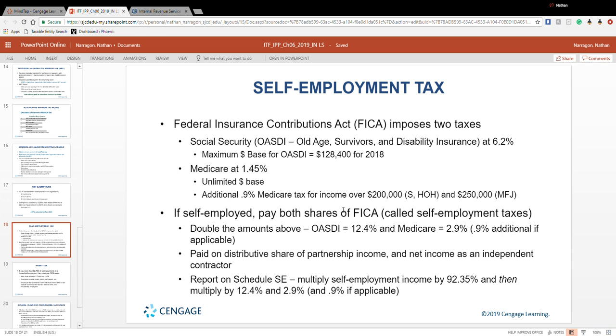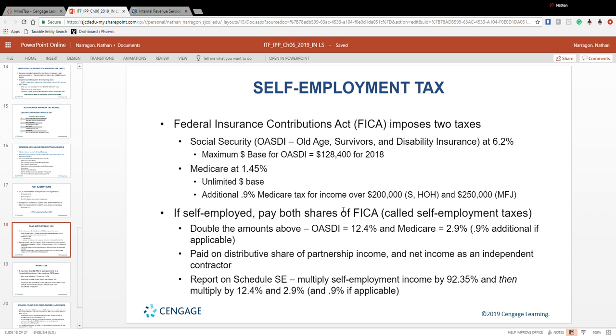This is what hurts a lot of people because they don't understand this part. So if you're going to become a tax accountant or advisor, advise them about this if they're going into their own business, that they're going to have to pay the full amount. It's double the amounts, like Doublemint gum. So you're dealing with 12.4% for Social Security and 2.9% for Medicare, plus the additional 0.9% if it's over those taxable income limits.